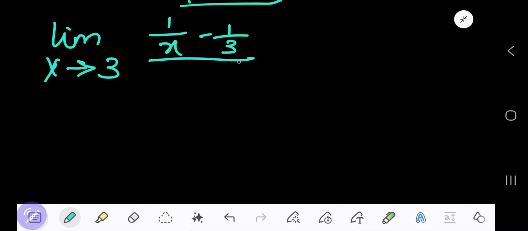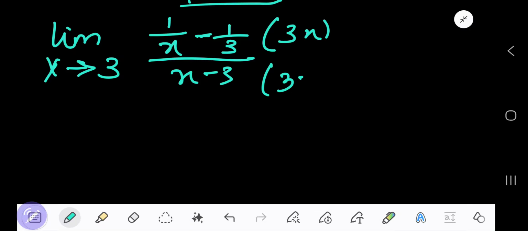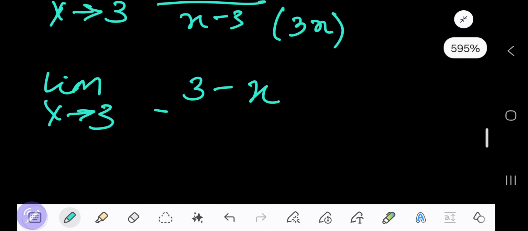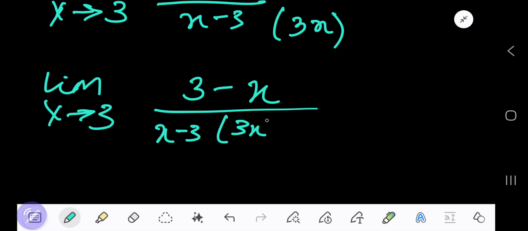Alright, now what if you have a complex fraction in the numerator or denominator? So we have, suppose, 1 over x minus 1 over 3 whole divided by x minus 3. What would you do now? So in this case, you multiply both the numerator and denominator with the common denominator of the fractions. So multiply it by 3x on both top and bottom. So 3x times this term, the x would cancel and all you're left with is 3. As x approaches 3, all you're left with is 3 minus x on top, and 3x times this term, the 3's would cancel and all left with is x over x minus 3 bracket 3x.